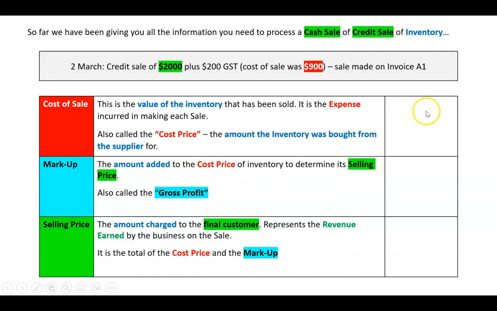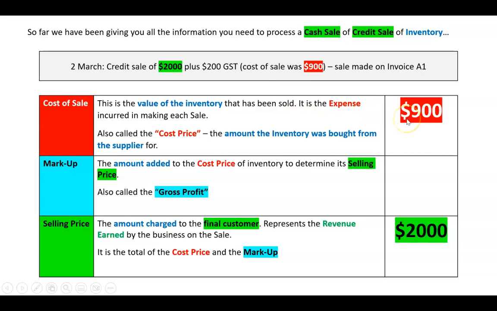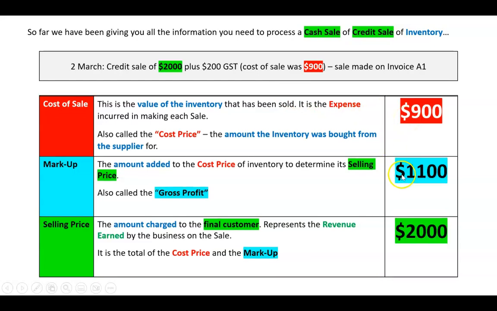So in the case above, we've got a sale price of 2,000. It says there, credit sale of 2,000. We're told the cost of sale is 900. So that must mean the markup or profit on that sale was 1,100. And that was pretty easy because basically it was all given to us. We were told 2 out of the 3, and therefore we could figure out what the markup was.